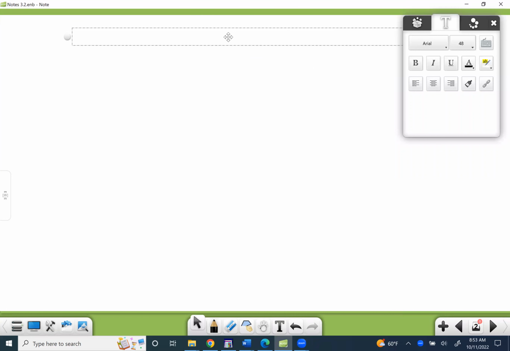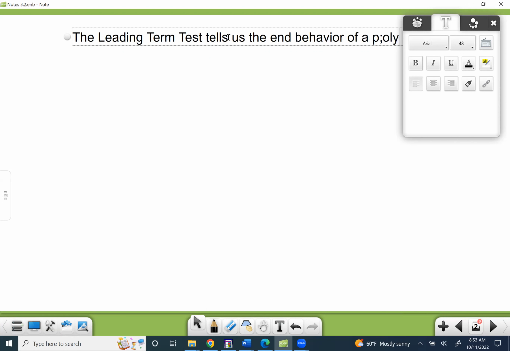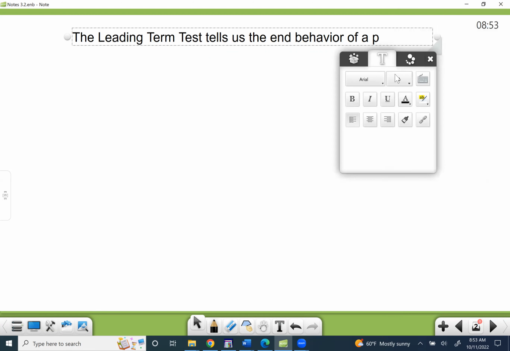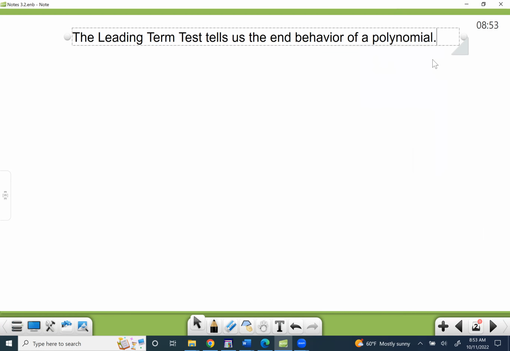So the leading term test tells us the end behavior of a polynomial. Sorry, clearly there's no spell check on these text boxes. Okay, so let's just describe it.